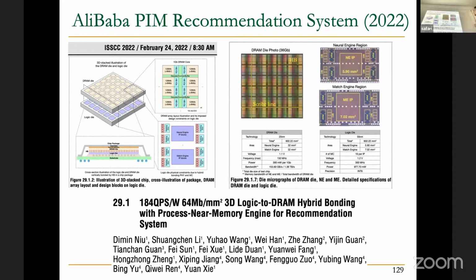And I mentioned as well this design from Alibaba. This one is focused on recommendation systems. As you see, they've used a different fabrication technology as well. It's called hybrid bonding. It basically consists of two different dies, two different layers. One is DRAM, the other one is logic. As you see, DRAM is composed of multiple memory banks, and the logic layer contains so-called neural engines and match engines that are used for the recommendation system.